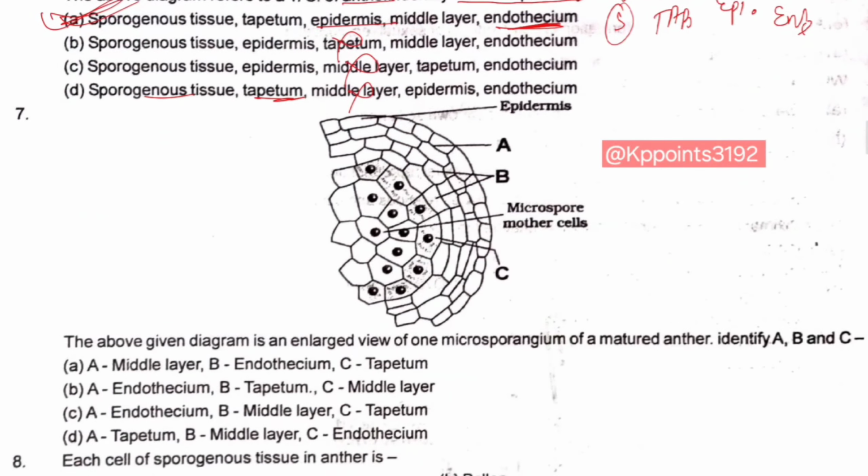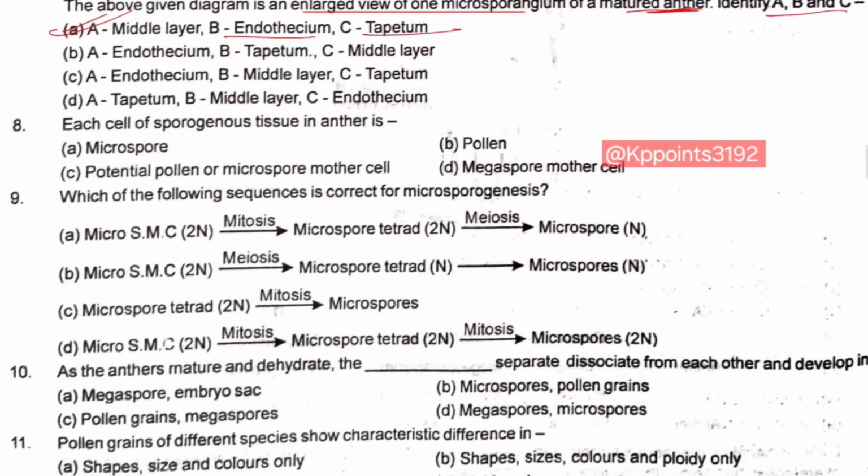Now question number 7. The above diagram is an enlarged view of one microsporangium of a mature anther. Identify A, B, C. The outermost layer is epidermis, and after epidermis comes endothecium. So A is endothecium, B is middle layer, and C is tapetum. Clear? Answer is A.